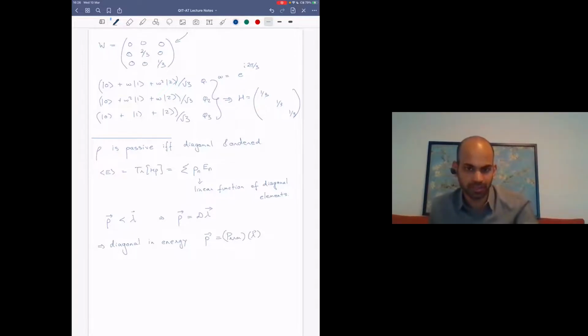To find the permutation that maximizes or minimizes the energy just by inspection, we can say that we're going to put the maximum population in the ground state, the next highest population in the state that's just above that, and so on and so forth. So immediately, just using the concept of majorization and the Schur-Horn theorem, we see that by optimizing the average energy of a state, we get those states that are passive, ordered in energy, and diagonal in the energy eigenbasis.